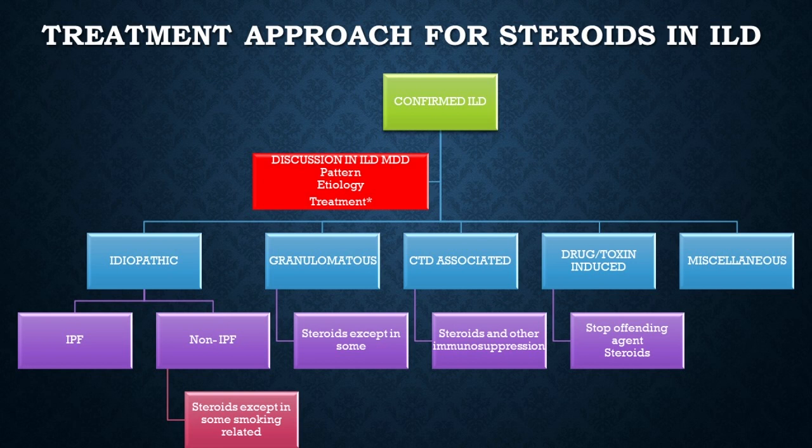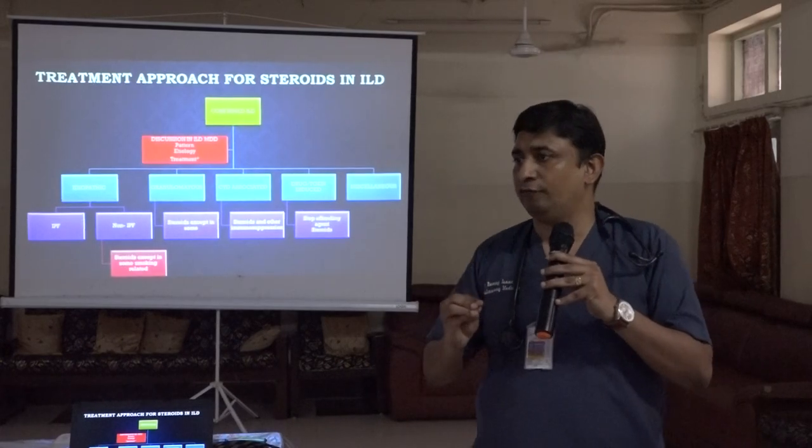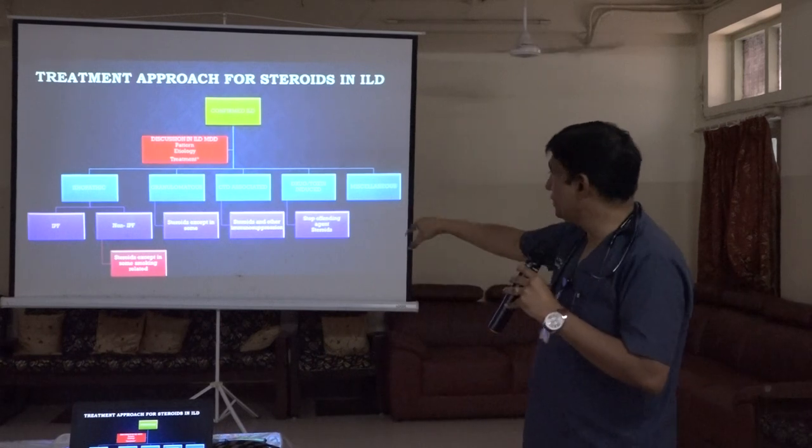So if you look at it from a treatment approach, do I have to give steroids? How much steroids do I have to give? Then this flowchart will be helpful. You have someone sitting in front of you with a confirmed ILD. Then you look at the pattern, etiology, and then you decide on the treatment. And for the treatment, I've divided it further here. If it's idiopathic and of UIP pattern, IPF, no steroids. If it is non-IPF, then you need to give steroids, except in a few cases like RBILD, no, some bit of DIP, no. Everywhere else, you have to give steroids.